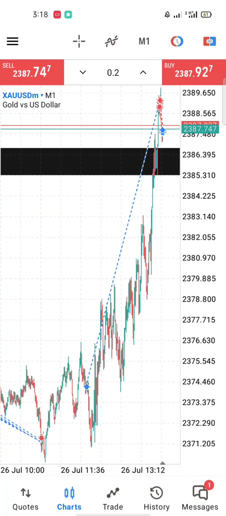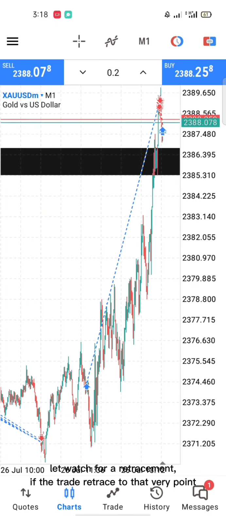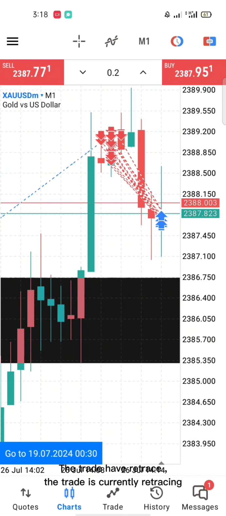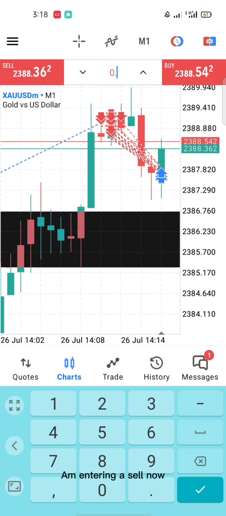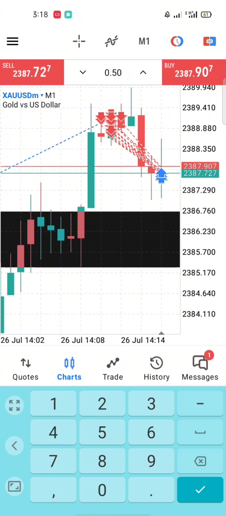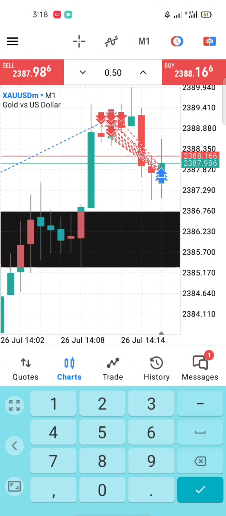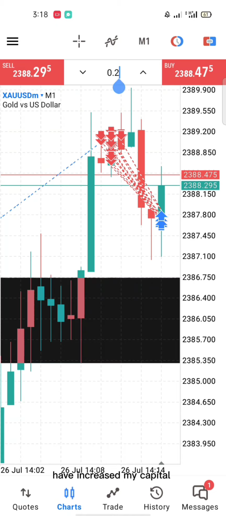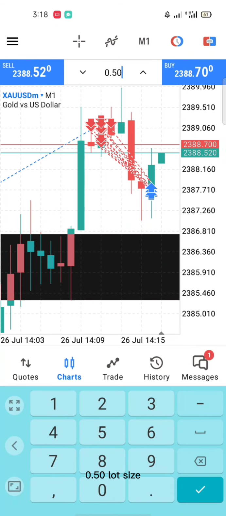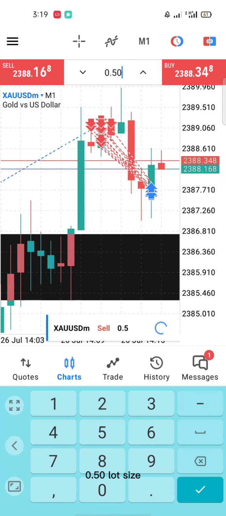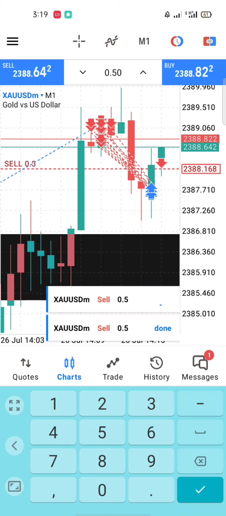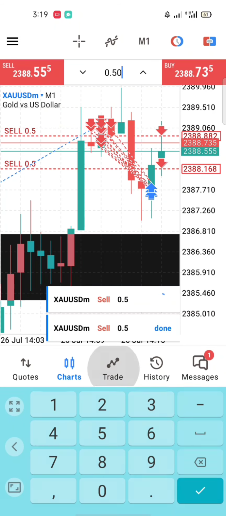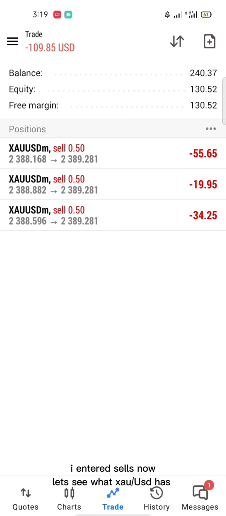So let's watch for a retracement. If the trade retraces to that very point, and the trade has retraced, you see it is currently retracing, and I'm entering a sell now. I'm entering a sell with 0.50 lot size, because I've increased my lot size and my capital. I'm entering sells now from that very point. Let's see what XAUUSD has.